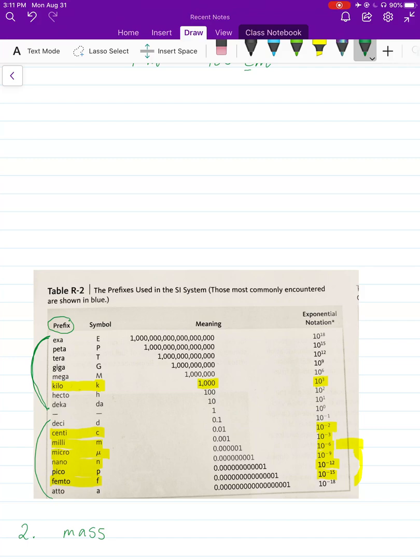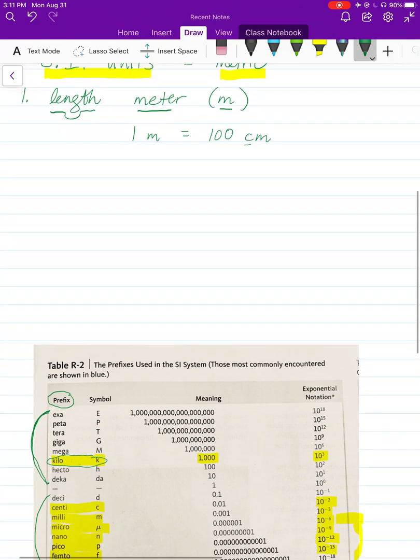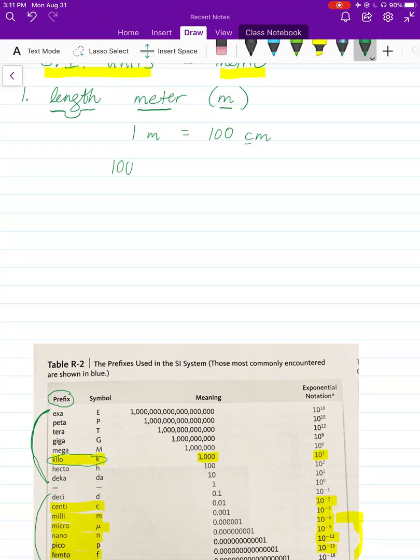So a kilometer, for example, is larger than a meter. In fact, we have 1,000 meters in a kilometer. So the kilo prefix literally means 1,000 or 10 to the third. Another way of writing this is that we have 10 to the third meters in a kilometer. So that kilo prefix literally means 10 to the third. And you can stick that kilo prefix in front of any SI unit to scale it up.